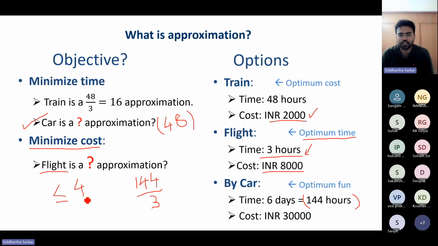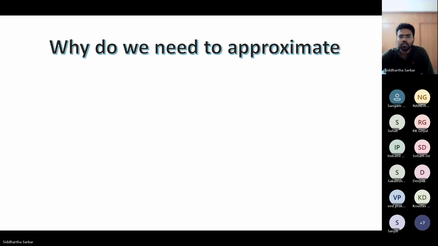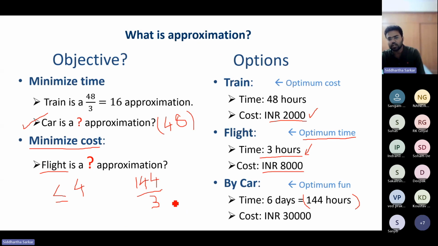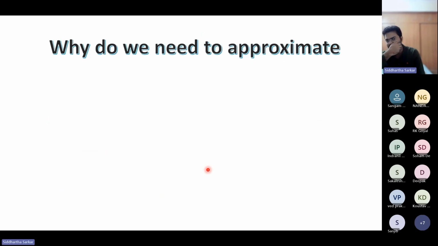So now you understand what an approximation is, I mean, what is the approximation ratio of the solution given by an algorithm for a given problem. Then the question arises, why do we need to approximate at all when we know how to find the optimal solution? For example, I could have taken the flight if I wanted to minimize time, or I could have taken the train if I wanted to minimize cost. Then let's take the pointer. Why did we have to worry about approximation when the exact solution is available?